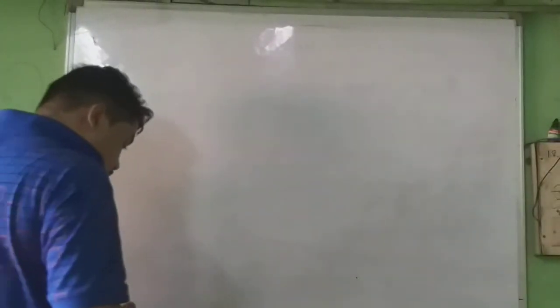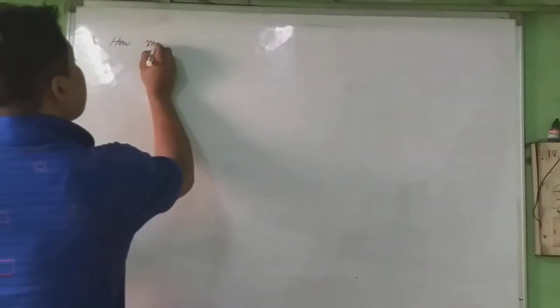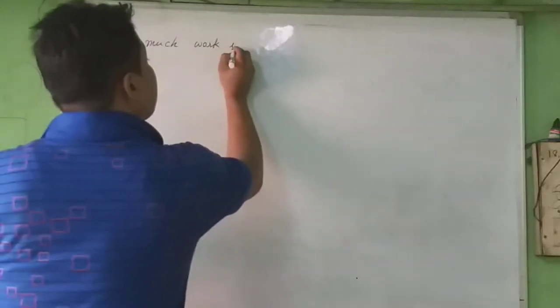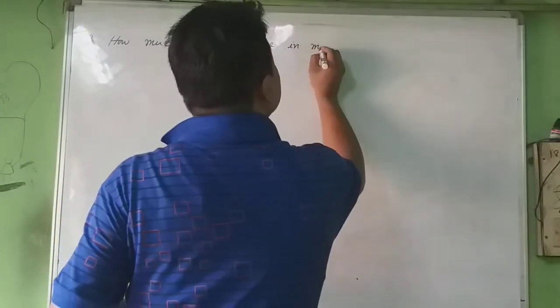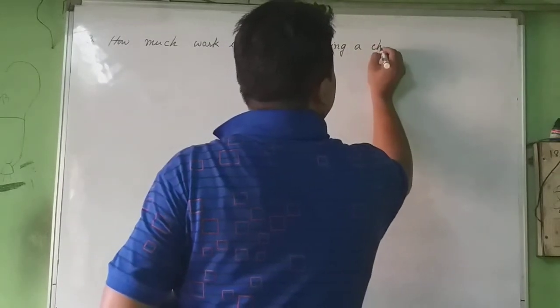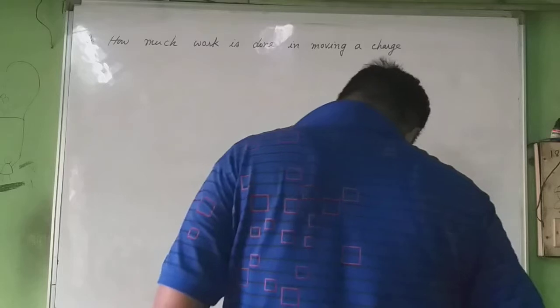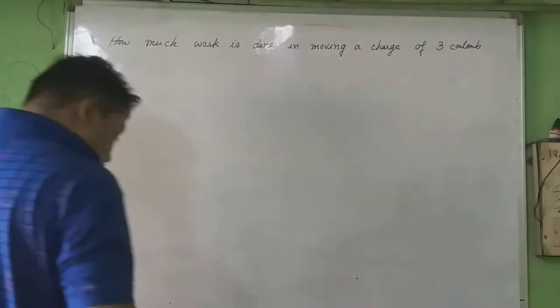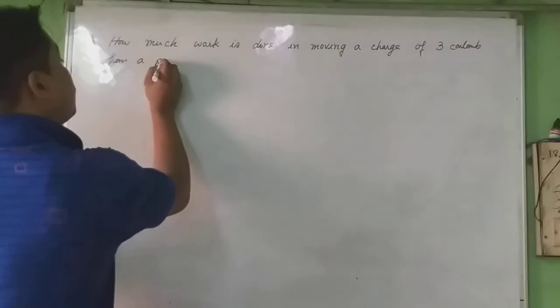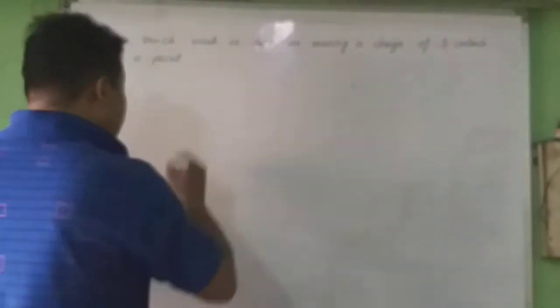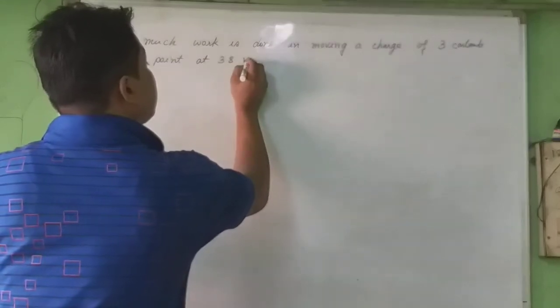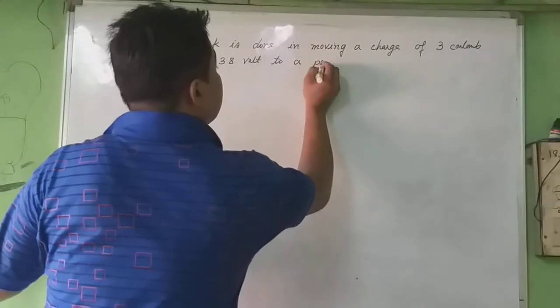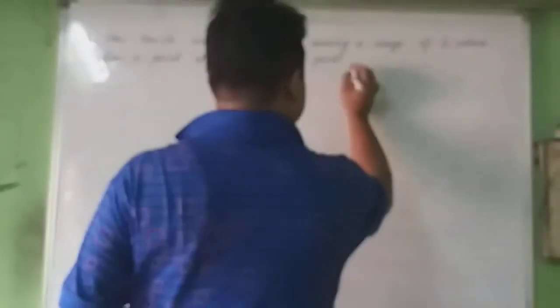Third question. How much work is done in moving a charge of 3 coulomb from a point at 38 volt to a point at 48 volt.